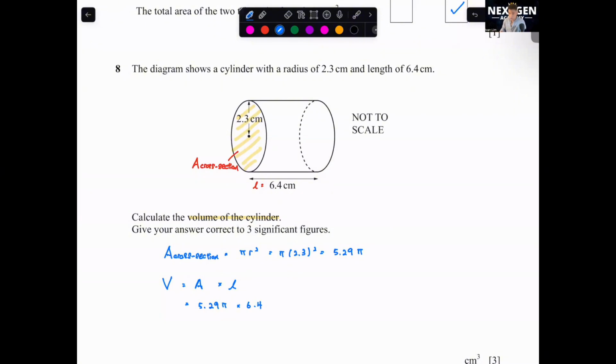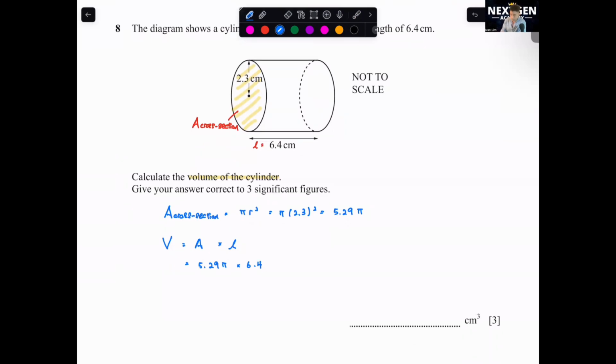Then they say correct to three significant figures, right? This is normally how I will answer it. When they say correct to a specific value, you write down a bit more decimal places, maybe 1 or 2, like 106.36. Then we round it up. 106 cm cubed.